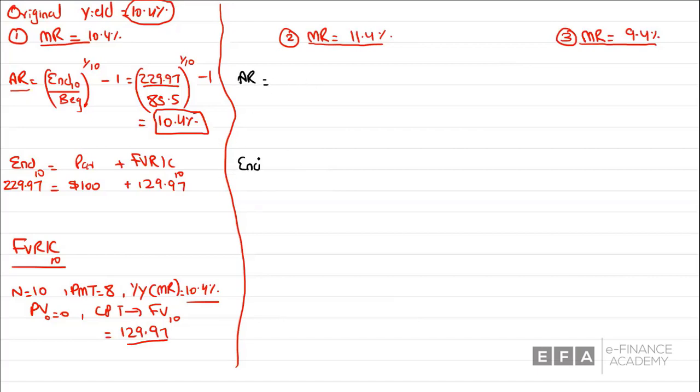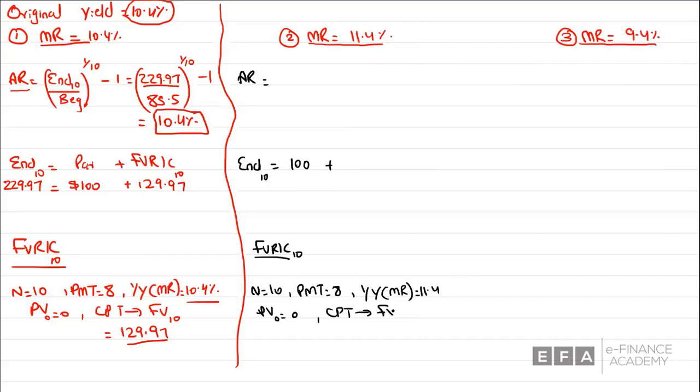Let's get the ending value by the end of the 10th year. It will be the par value, which is $100, plus the future value of reinvested coupons. Let's get our FVRIC. Everything is going to be the same here. N is going to be 10, payment is 8. Yield would be your market return, which in this case is higher, 11.4%. Present value, again, is 0. When you compute the future value of your coupons, it gives you 136.38. Just compare the number we got before with the number we got now.